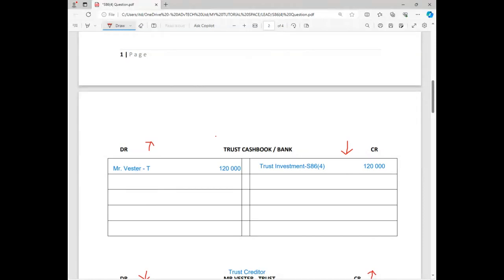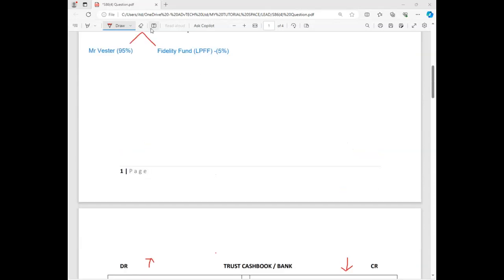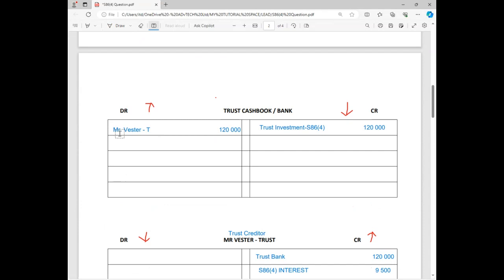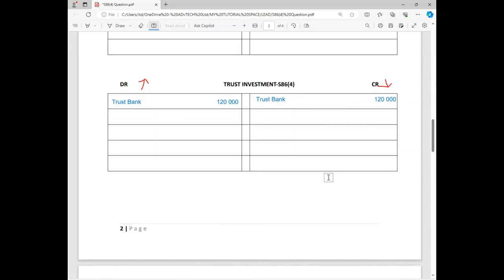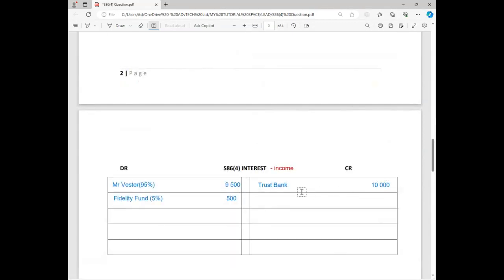So the way I prefer to put it, I'm going to put it as the trust investment and the interest at the same time. Remember, I said even if you put it as separate entries, you won't lose marks. But I'm just going to put it the way you have been seeing it. So I'm getting back my investment, as you can see. I'm getting back my 120 plus the 10,000 that I invested. So the 10,000 includes the interest. Remember, it even makes sense. This is the 10,000 I'm talking about.